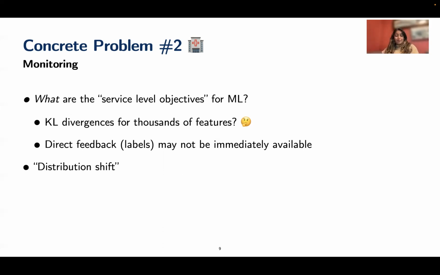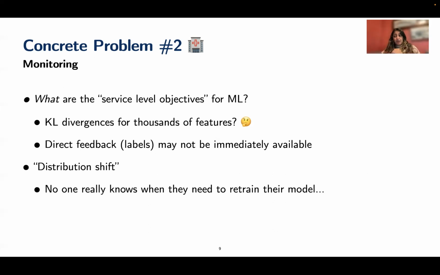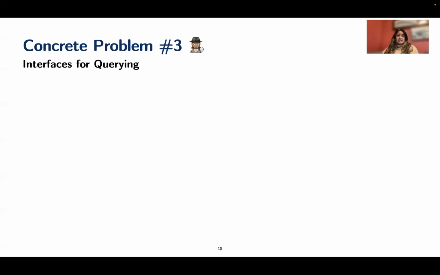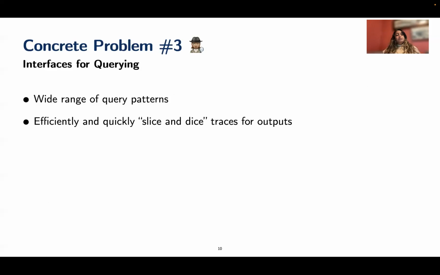Distribution shift also makes this problem really hard, right? The concept could drift, maybe the data actually changes over time, and how do we isolate exactly when a user needs to retrain a model? Finally, the last problem I'll talk about is interfaces for querying when there is a bug in the pipeline. We'd need to support a wide range of query patterns across components in a pipeline and across state or history. And in addition, users need to be able to quickly slice and dice traces for outputs, especially when they don't know the subgroups in the beginning or different subgroups are added to the pipeline over time.